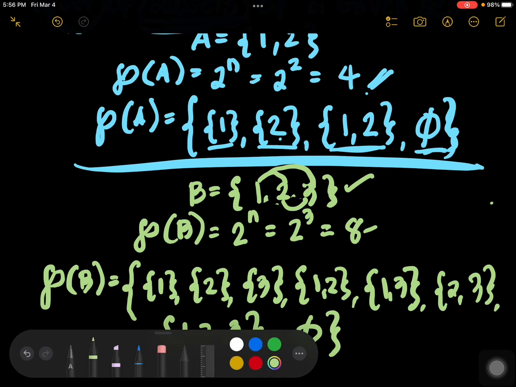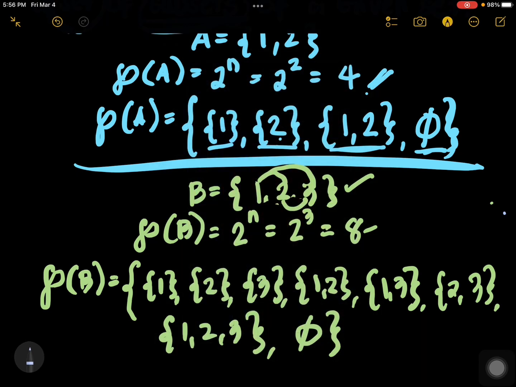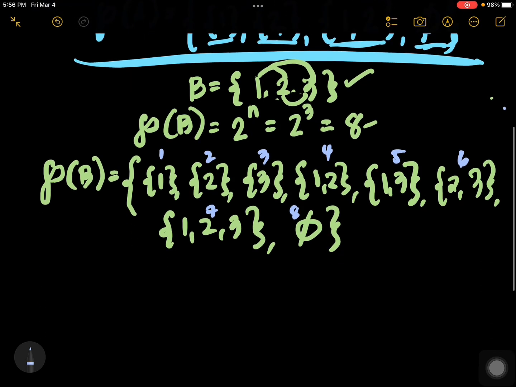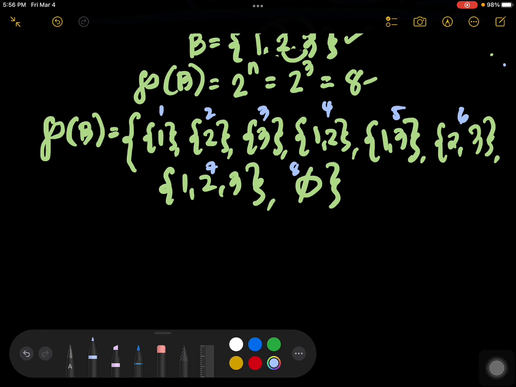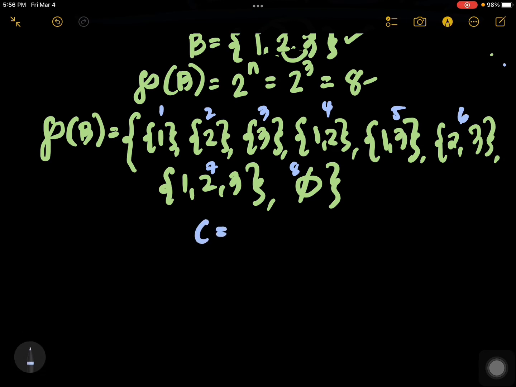So if you're going to count, let's try to count. So we have the first, second, third, fourth, fifth, sixth, seventh, and the 8th. So we have already listed all the subsets of the given set. Okay, so that is example number 2. Let's have another example. Example number 3. So if I have here set C with elements of a null set, and A.